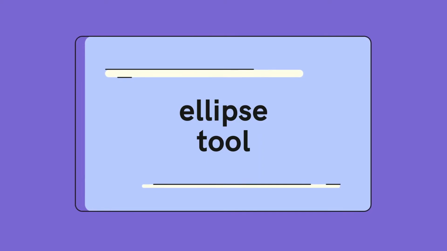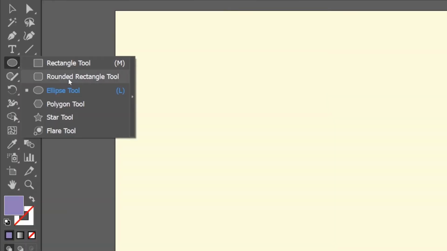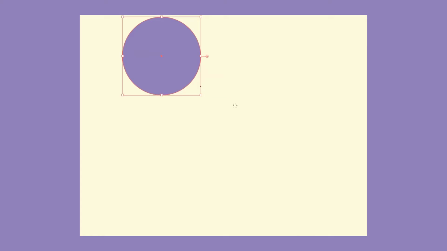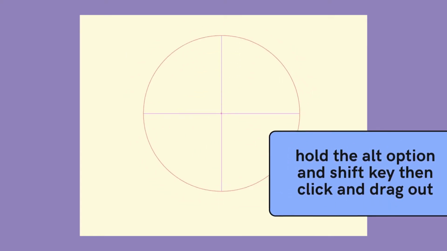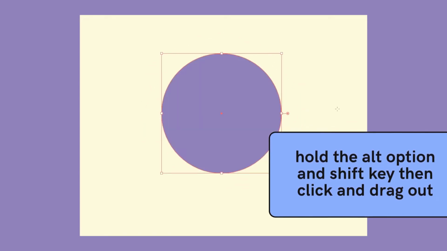To create a circle, you just need to select the Ellipse tool and just click and drag on the artboard. To have the circle expand from the middle, you would just have to hold the Alt Option and Shift key, then click and drag out.